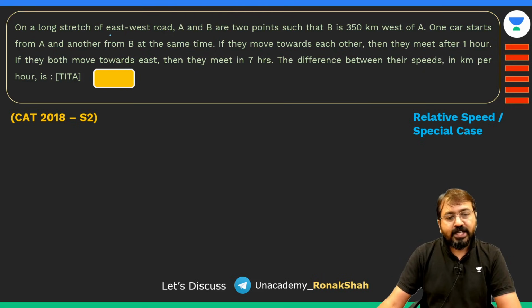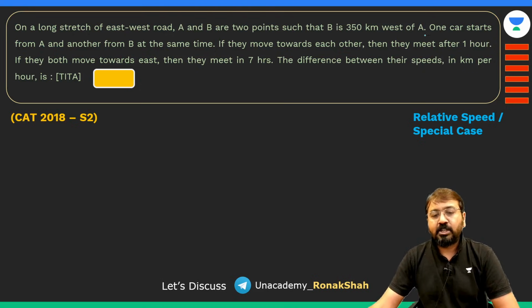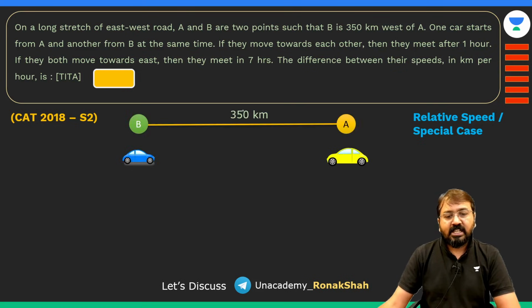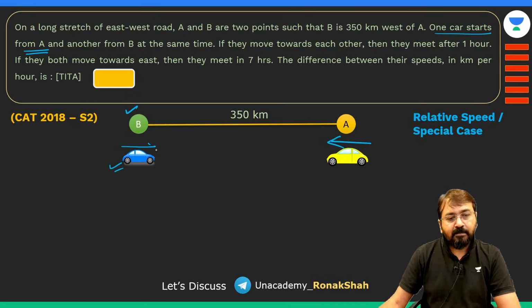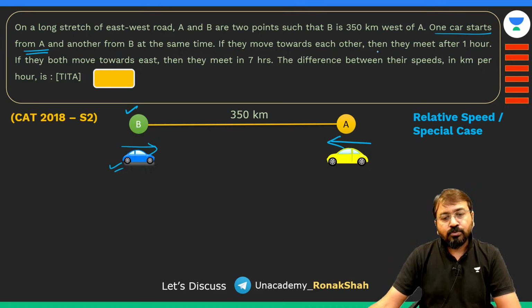On a longer stretch of east-west road, A and B are 2 points such that B is 350 km west of A. So let me just indicate this situation. B is 350 km west of A, right? One car starts from A and another starts from B towards each other. If they move towards each other, then they meet after 1 hour.